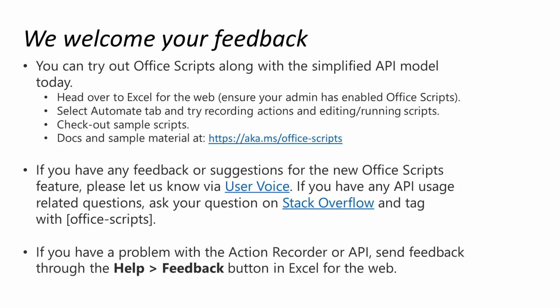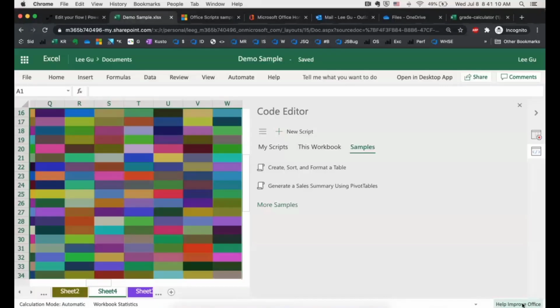And once again, the way to reach us would be through User Voice. You can ask questions on Stack Overflow, and we do go over all the feedback that you send right from Excel Online using the Help Improve Office link.